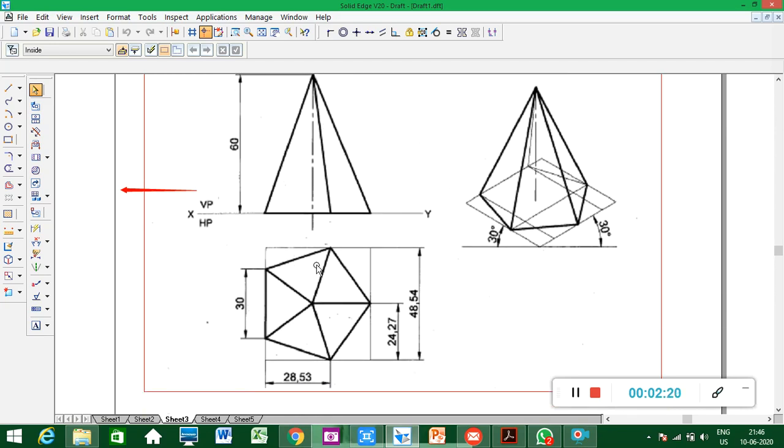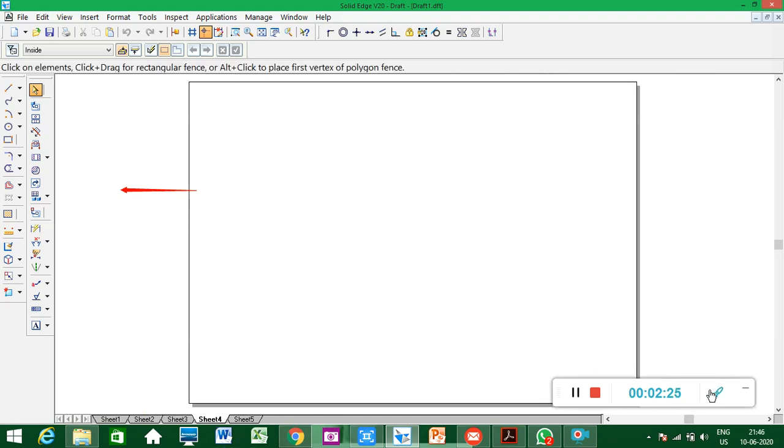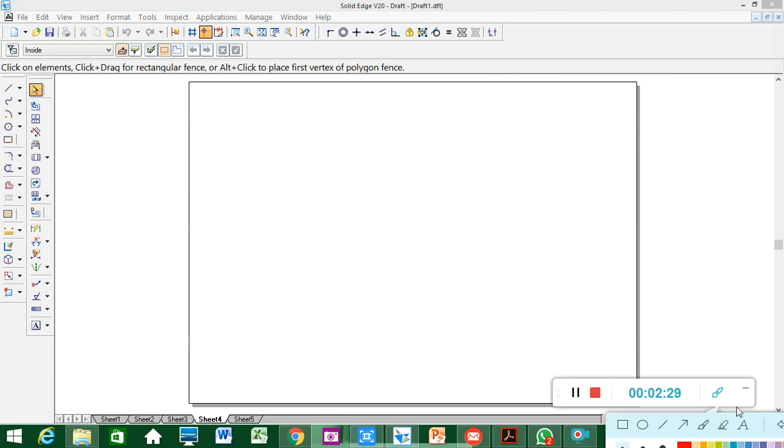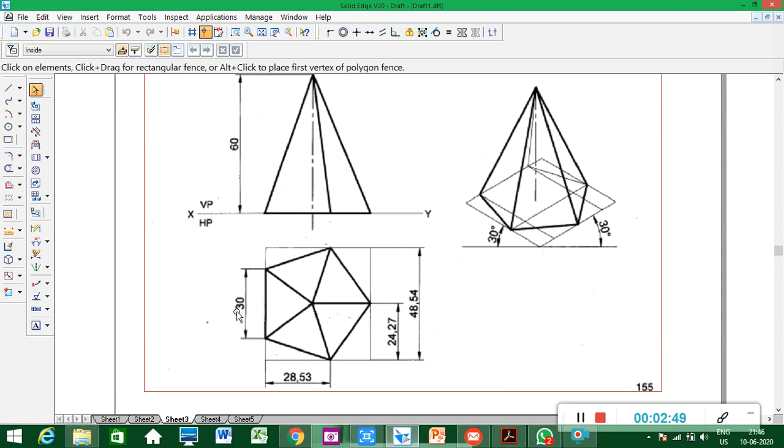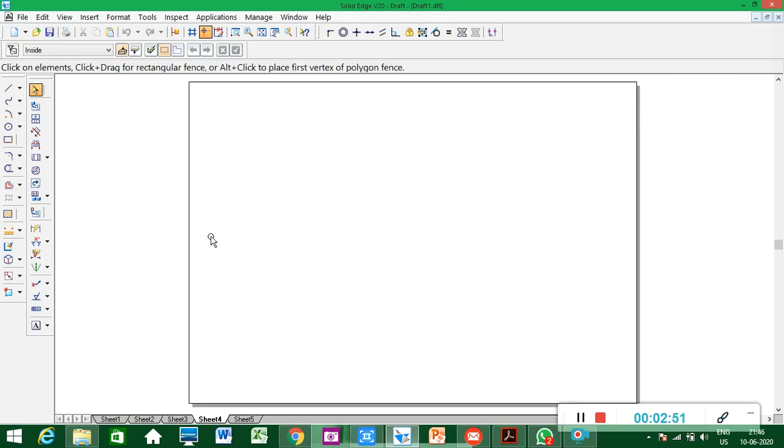So now I will go to the next sheet and draw this problem. First, I don't draw the front view and top view. I'll draw only the true shape pentagon, because I want this pentagon for the isometric projection. What is the size of the pentagon he has mentioned? He has mentioned a 30 mm side. So I'll draw the pentagon first.